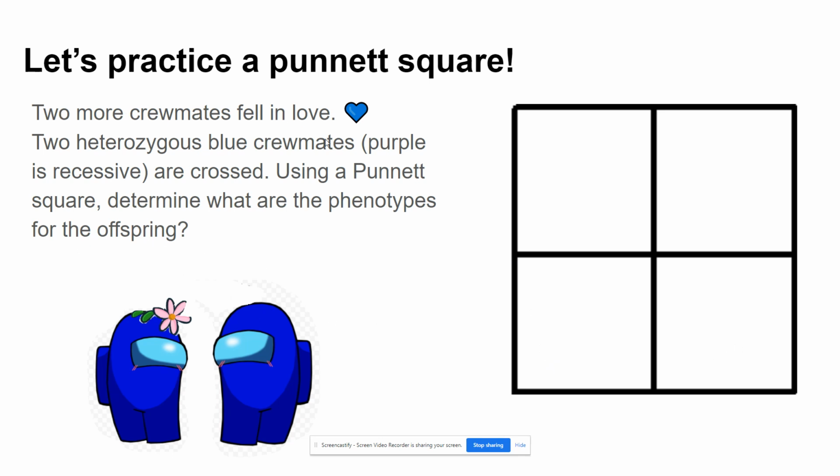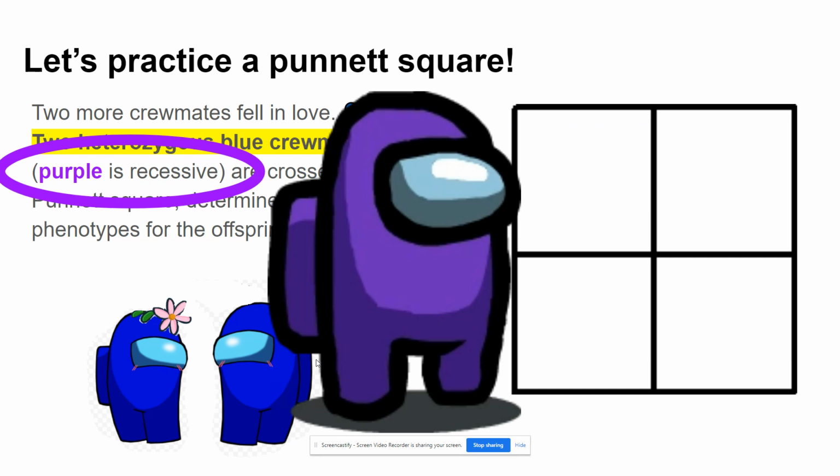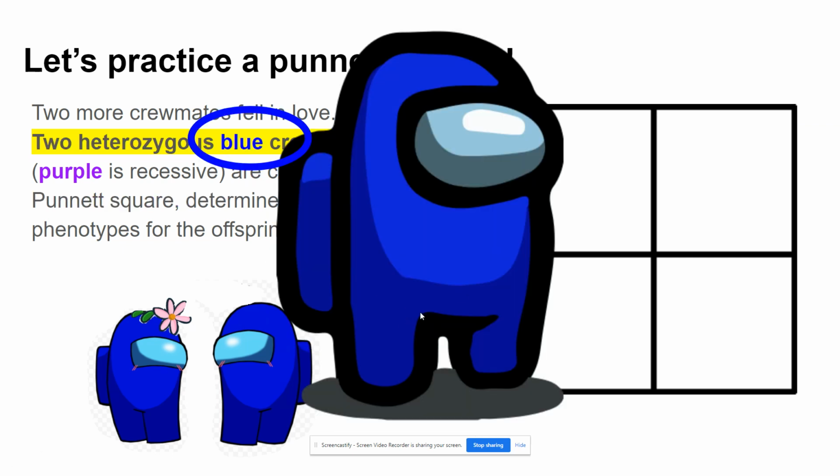Let's look at this scenario. We have 2 more crewmates that fell in love. 2 heterozygous blue crewmates, purple is recessive, are crossed. Use any Punnett square, determine what the phenotypes are for the offspring. Okay, so we have 2 heterozygous blue crewmates, as shown below. We know that purple is recessive. It tells us that. So purple is the recessive trait. Blue is the dominant trait.